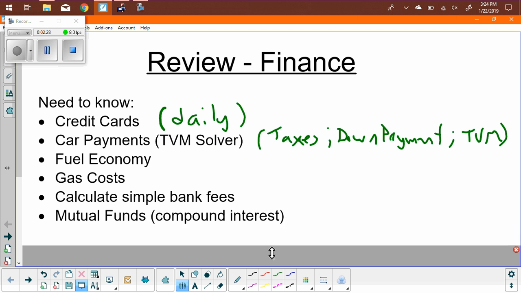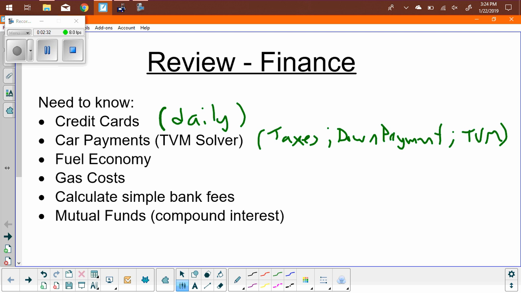And last, calculating stuff for mutual funds. The only thing you need to remember there, aside from the fact it's compound interest, is they charge some kind of administrative fee on mutual funds. So you have to subtract that from the interest rate. If your fund was, say, earning 7% and the fee was 1.8%, you would subtract that and get 5.2% and then calculate the compound interest. That's how that would work.